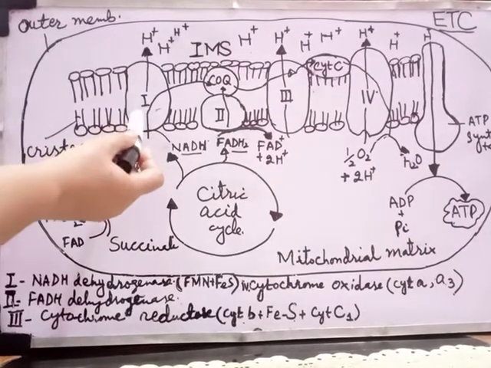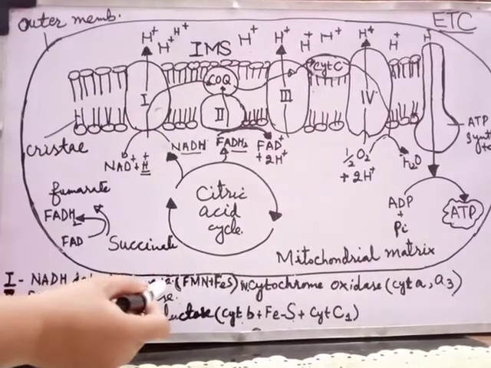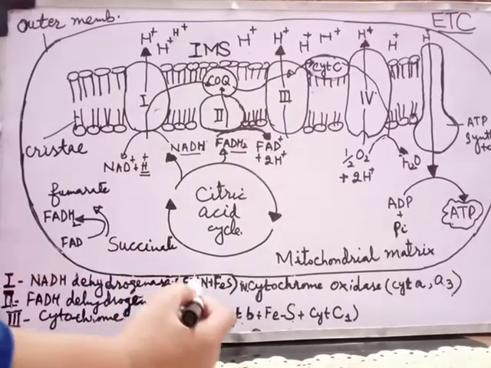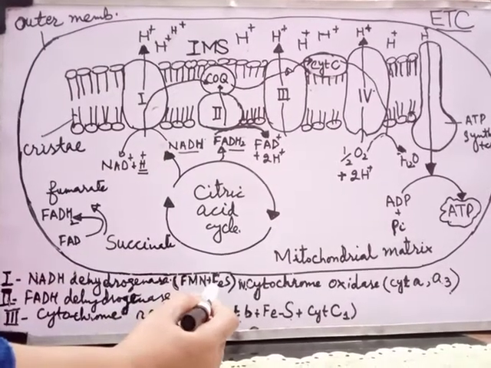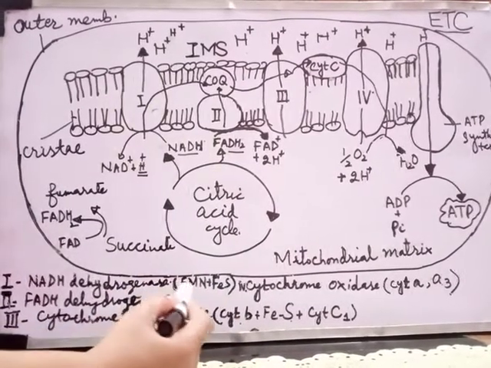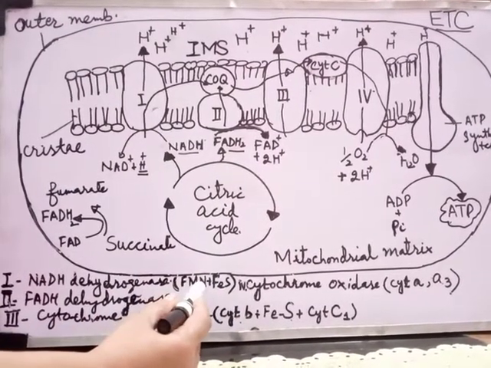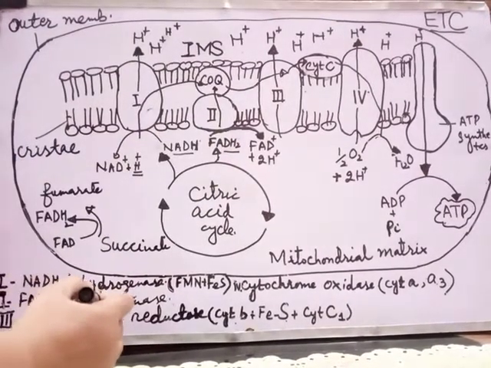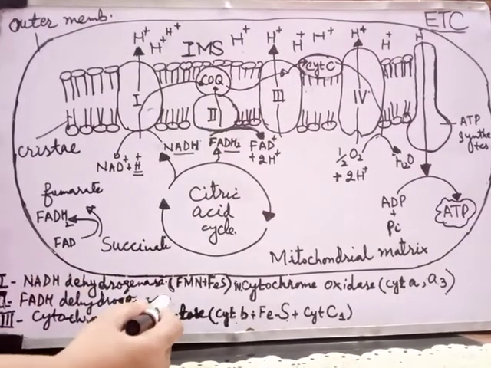They are: number one is NADH dehydrogenase, which has two prosthetic groups. One is FMN and the other one is an iron sulfur prosthetic group. FMN stands for flavin mononucleotide. The second complex is called FADH dehydrogenase.